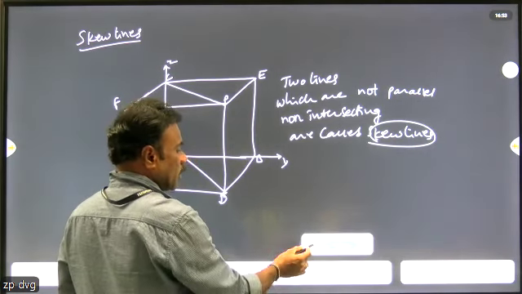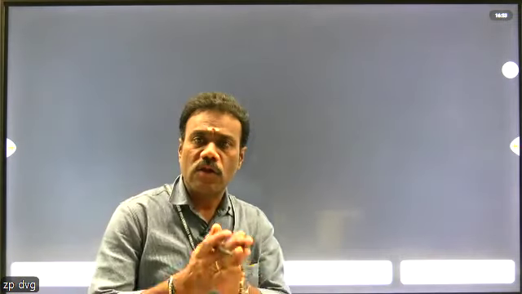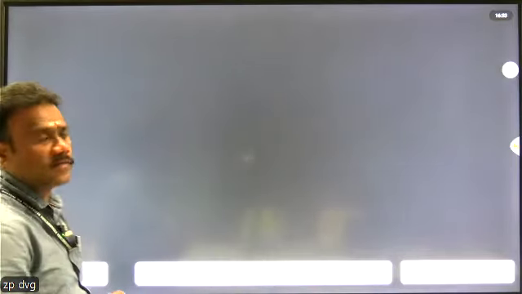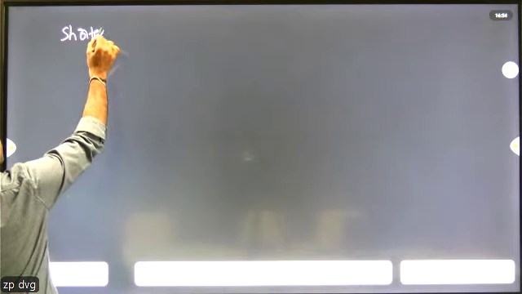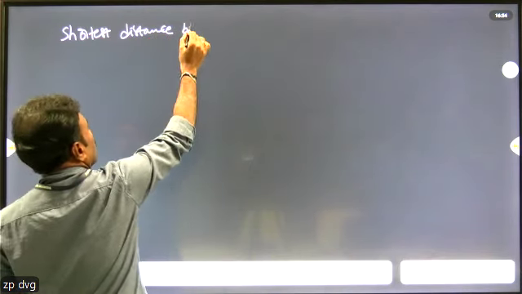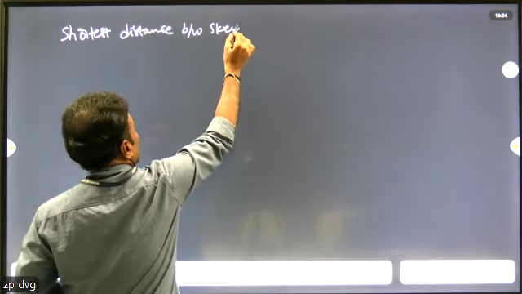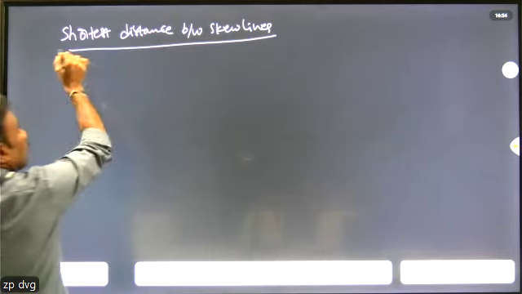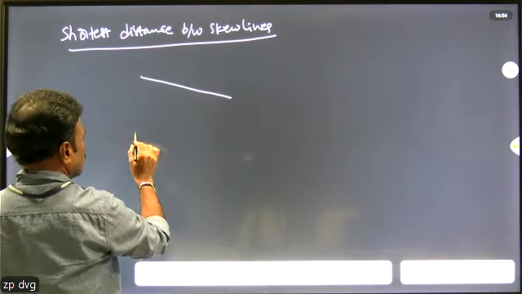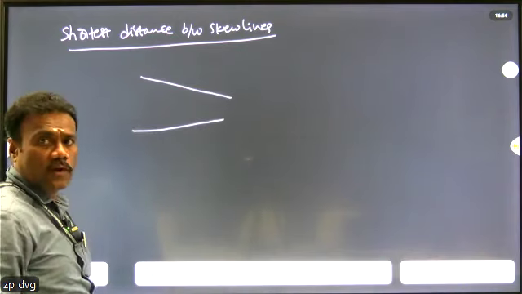Now we will find the distance between these two skew lines. We will find the shortest distance between skew lines. Generally, the shortest distance between skew lines means it is a perpendicular distance. We have to find that shortest distance between skew lines. So, suppose I am taking skew lines here. Suppose these two are skew lines.